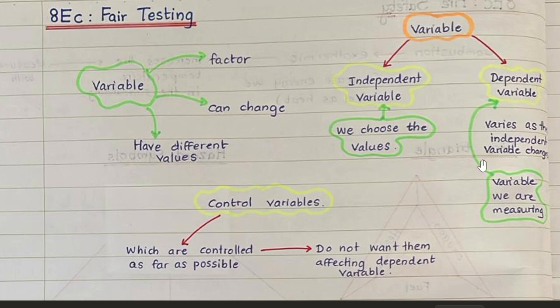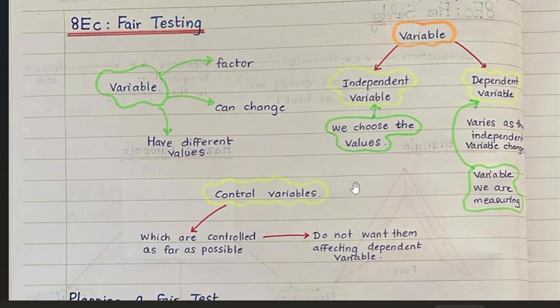Dependent one is the variable we are measuring. So like the name suggests, it varies or depends on the independent variable changes. Right? So it depends on the independent variable. If we change this, it affects this. Is it clear? Yes. That's why we say it's dependent on the independent variable.